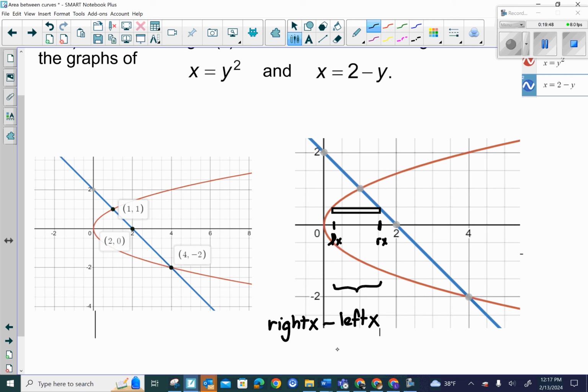Okay. Now I say x's, but as you'll see, we're going to put those in terms of y because our thickness right there is going to be delta y. So the area of that one rectangle is going to be right x minus left x times delta y. But we're going to have to put both of those in terms of y.